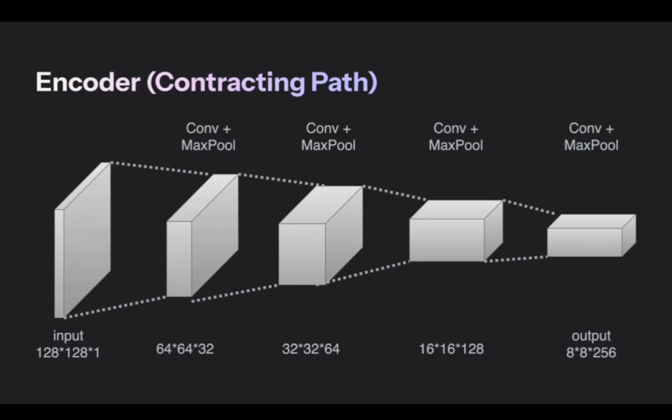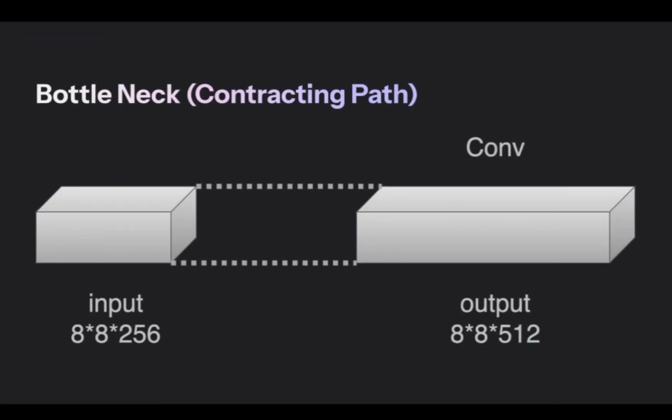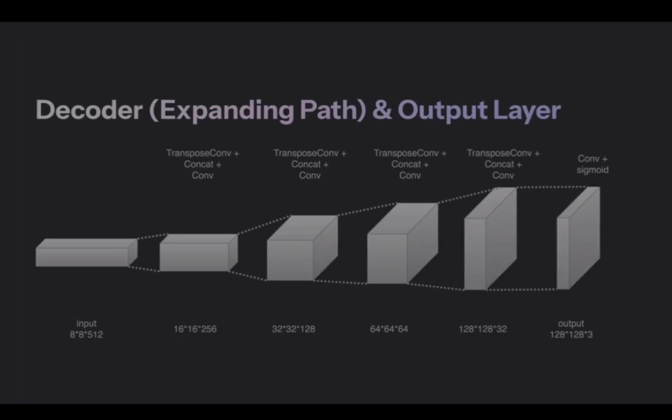This slide shows our model's encoder. A 128 by 128 grayscale image is input and passes through 4 convolution and max pool blocks. At each stage, the image is compressed to extract high-level features, ultimately producing an 8 by 8 feature map with 256 channels. Next is the bottleneck. The feature map from the encoder is input here, passing through the convolution block, which expands the channel count to 512 while maintaining the image size.